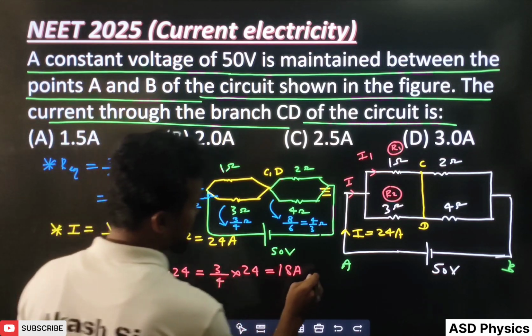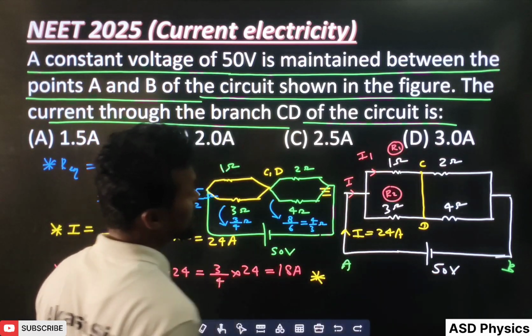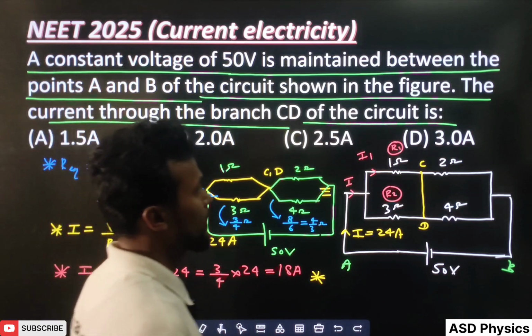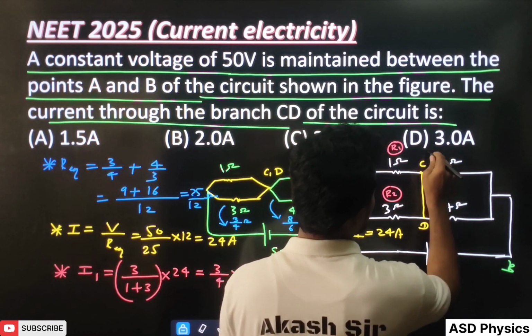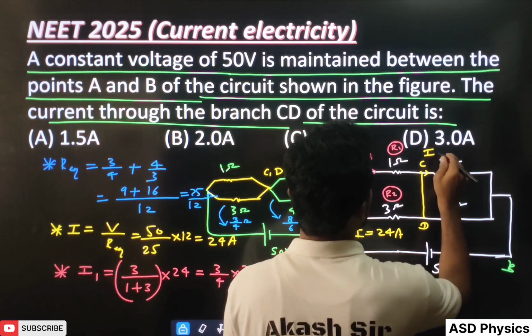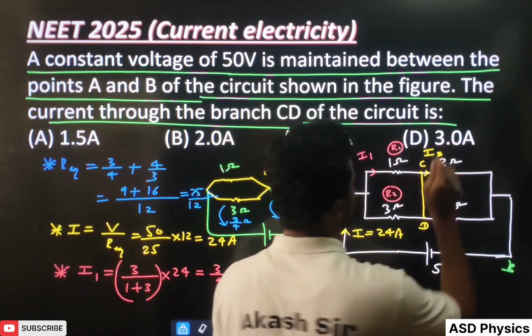Okay. Next one after that, see here. This I1, I have got how much here? 18 ampere. Now after that, I am going to get the current here. Okay, I am going to get the current here. Let's take this current I have taken here. Let's take for example I3 I have taken.